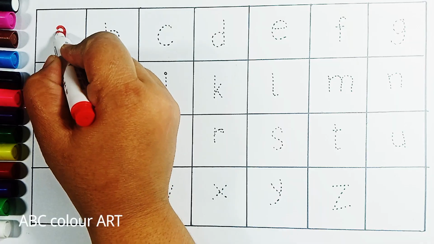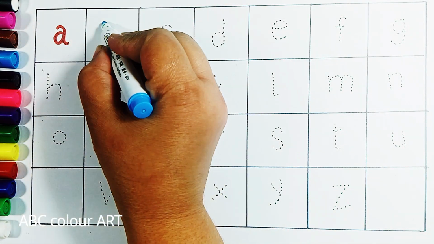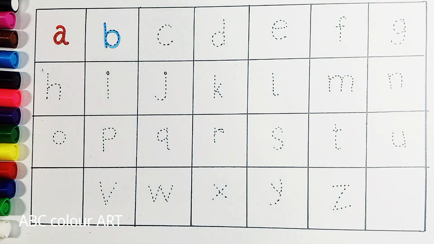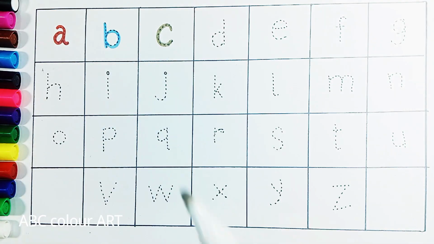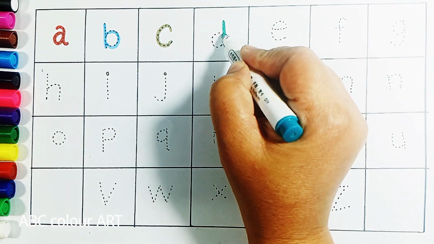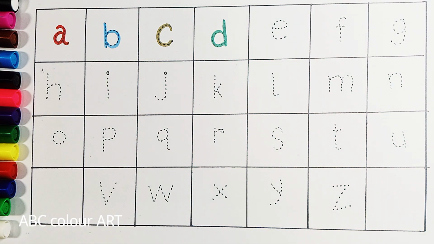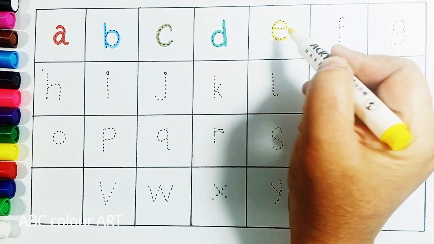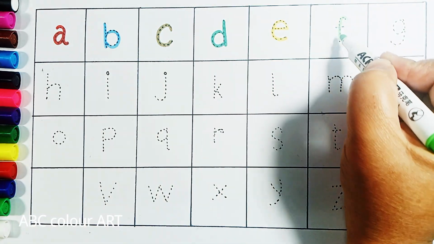red color. A is for apple, sky blue color. B is for ball, brown color. C is for car, sea green color. D is for dog, yellow color. E is for elephant, light green color.